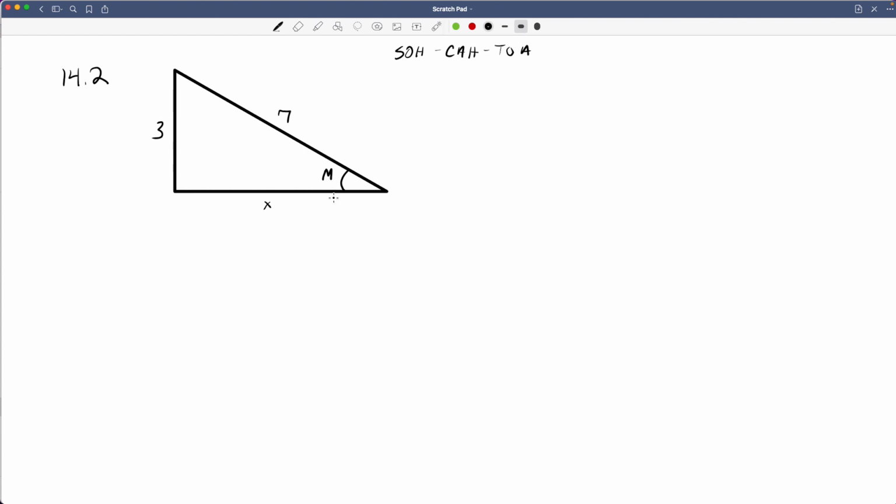We are going to use the sine of M because we have the opposite, right? We could do opposite over hypotenuse to find this. So the sine of whatever M is equal to 3 divided by 7. Now, normally I would multiply both sides by 7. That's not going to help us. We can actually get some mathematics done with this.